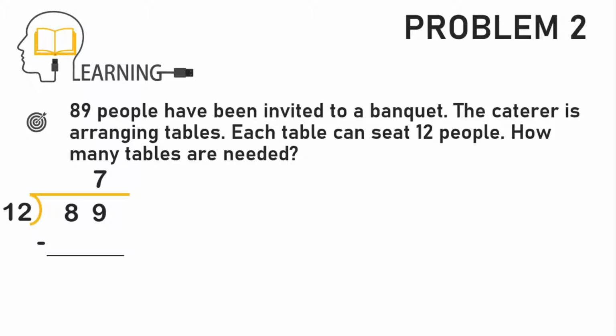And when we come here, we are going to write 84 down. And when we subtract, we are left with 5, as 9 minus 4 gives us 5. What does this exactly mean?